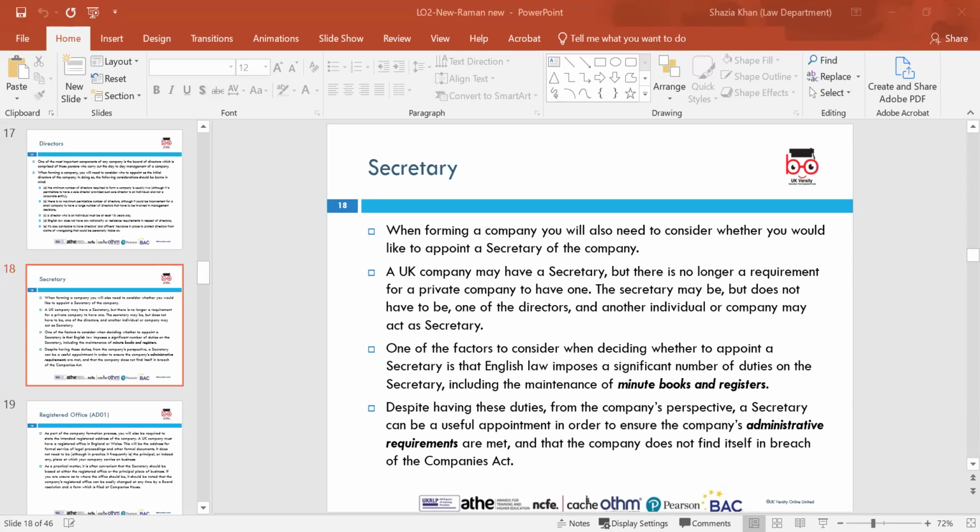One of the main factors to consider when deciding whether to appoint a secretary is that English law imposes a significant number of duties on the secretary, including the maintenance of minutes, books and registers. Despite these being duties of the company, a secretary can be a useful appointment in order to ensure the company's administrative requirements are met and that the company does not find itself in breach of the Companies Act. So it's really important for the company to have a secretary in place, because they will deal with the running of the company.